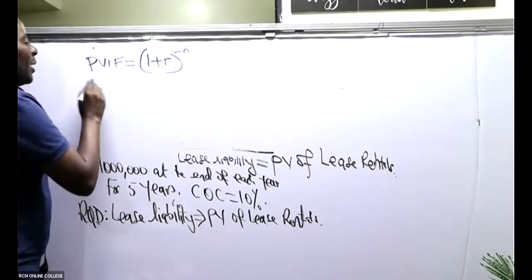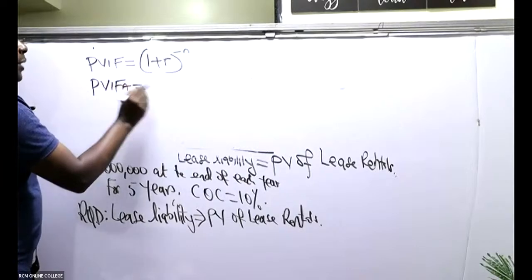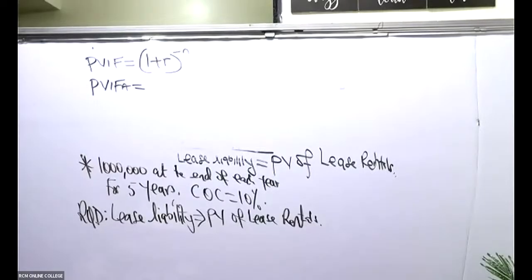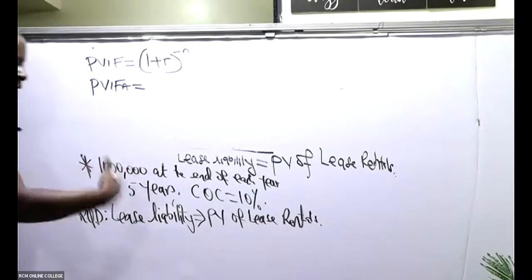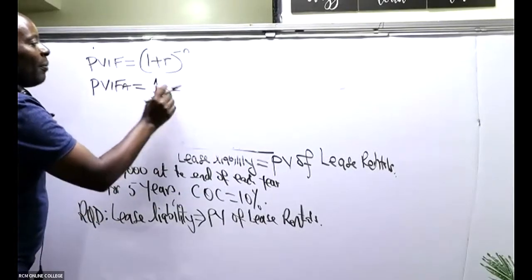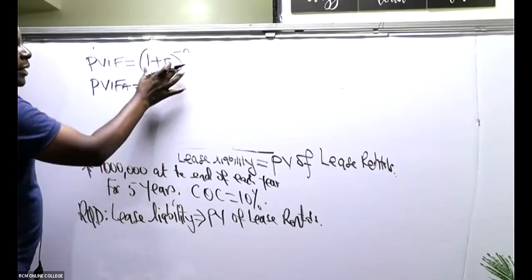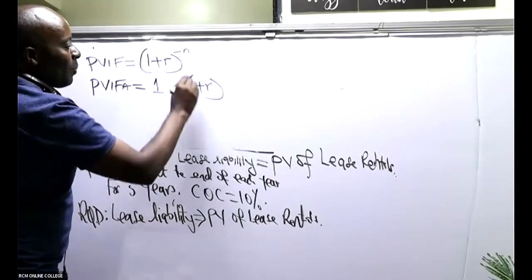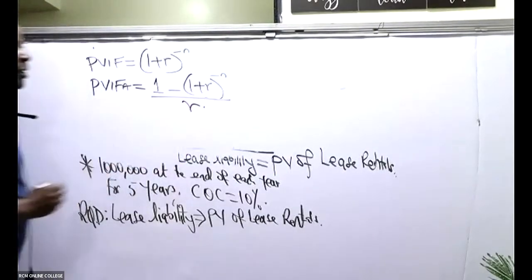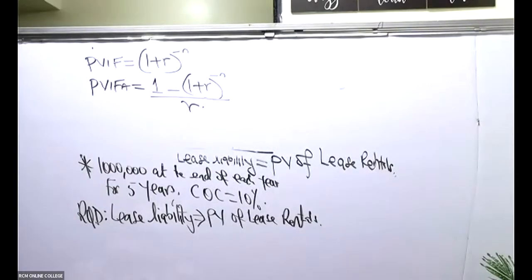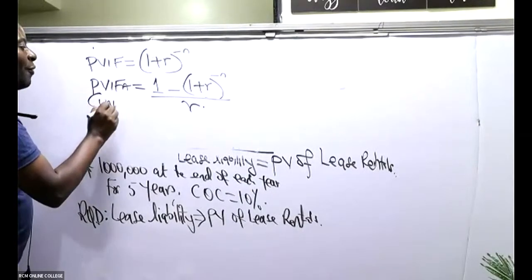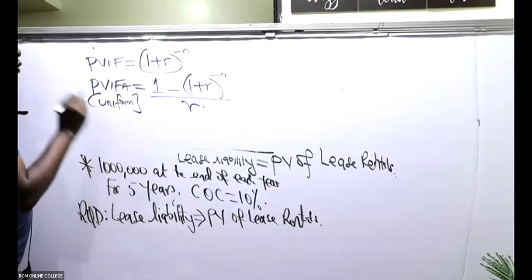How about the present value interest factor of an annuity? Like now, this is $1 million every year. So it's an annuity. If it's an annuity, we shall take 1 minus this simple formula. Our simple formula is 1 plus R raised to negative n, and then everything to be divided by R. This is the present value interest factor of an annuity for those uniform cash flows that are regular.